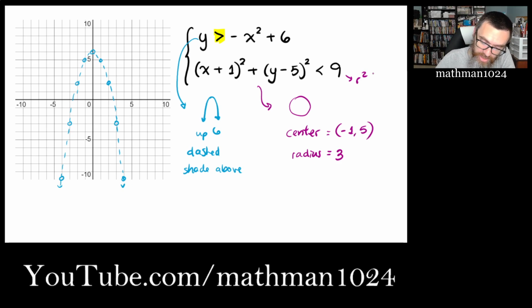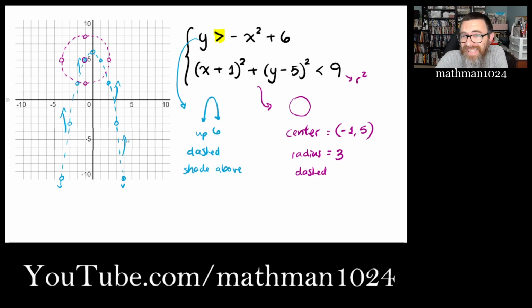This one is going to be dashed too. All right, so -1, +5 is going to be right here. That's my reference point. Radius is 3, so up 3, down 3, 1, 2, 3 to the left, 3 to the right. And draw a nice dashed circle through those key points. All right, so going back to the parabola, it's going to be shading above like this.